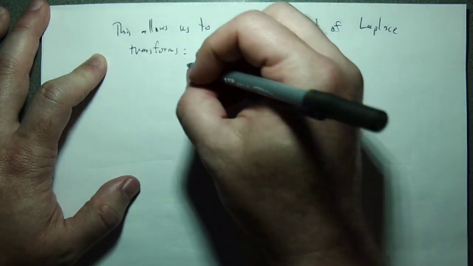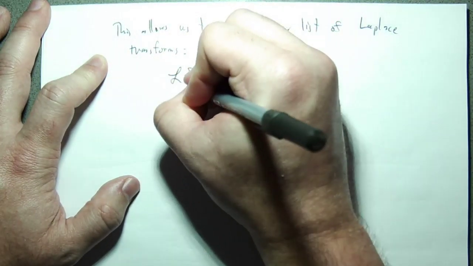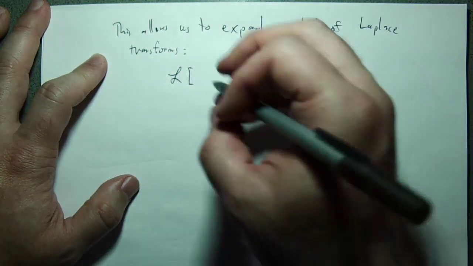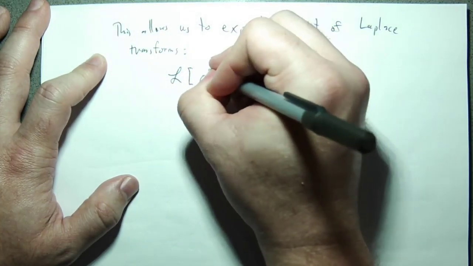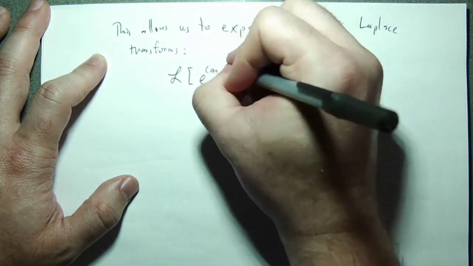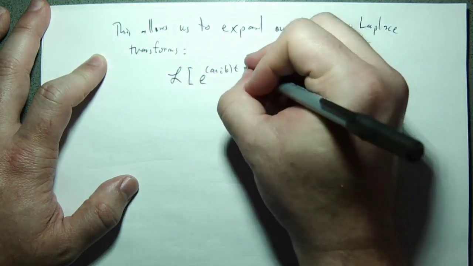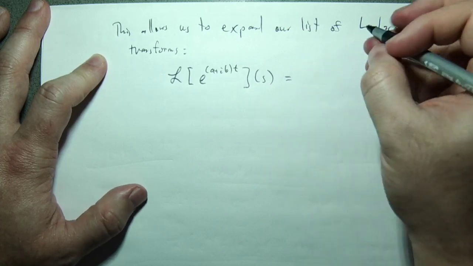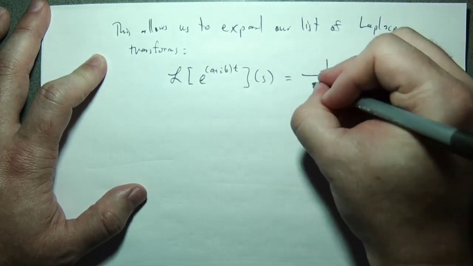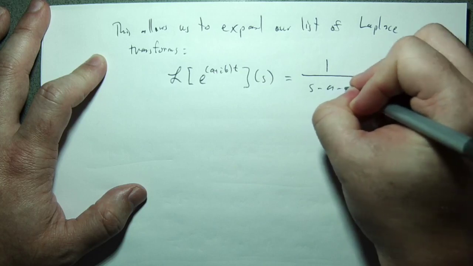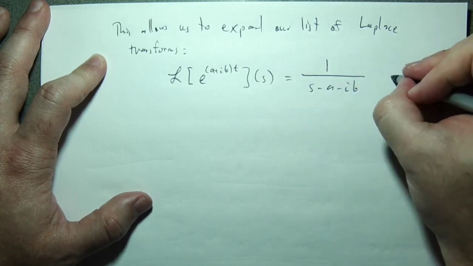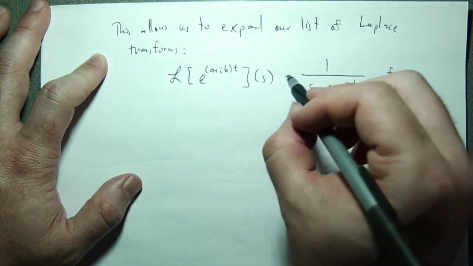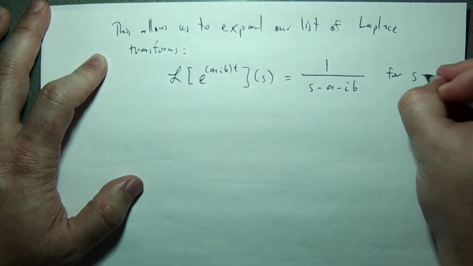So I have the Laplace transform of e to the a times e to the ibt, right? So I'm going to go ahead and combine those: e to the (a plus ib)t, of s. So what is that? That is 1 over s minus a minus ib, right? Normally it was s bigger than 0, so now it's s bigger than 0 plus a, so that's s bigger than a.